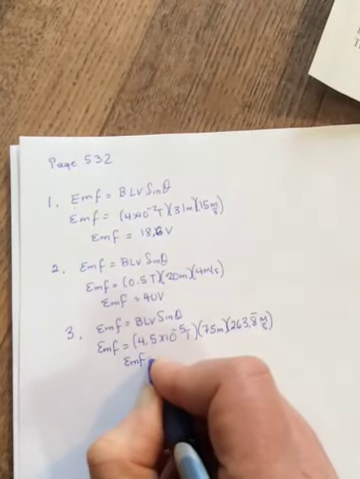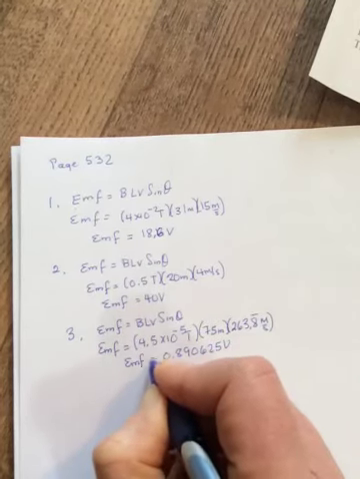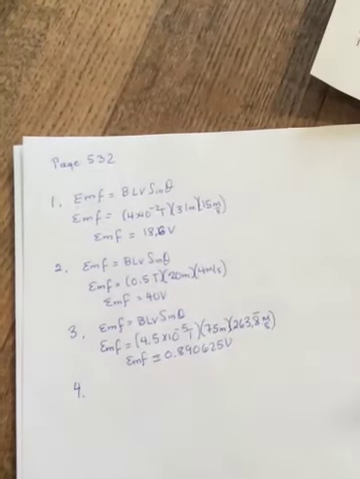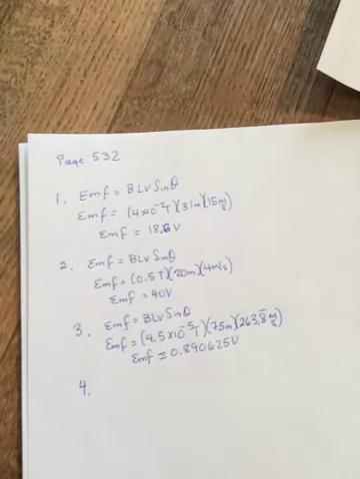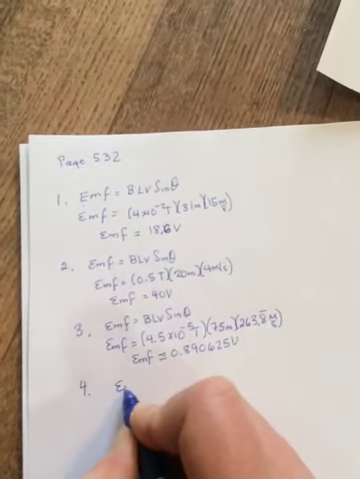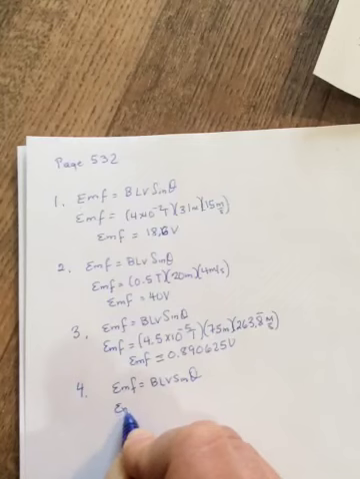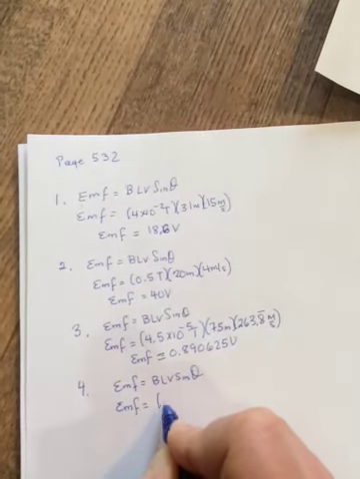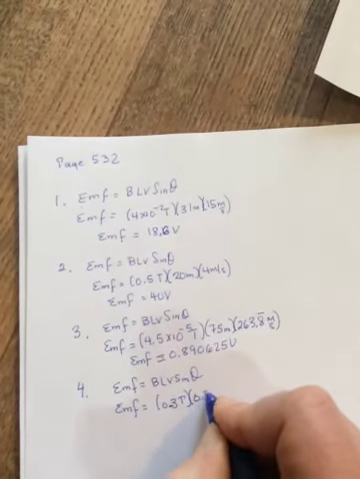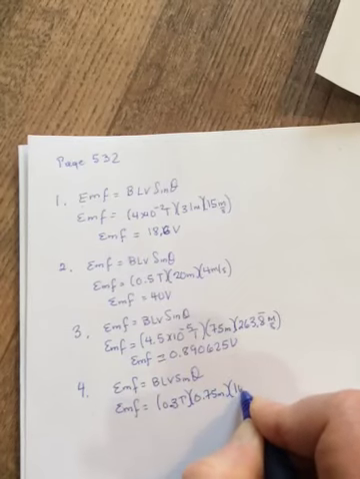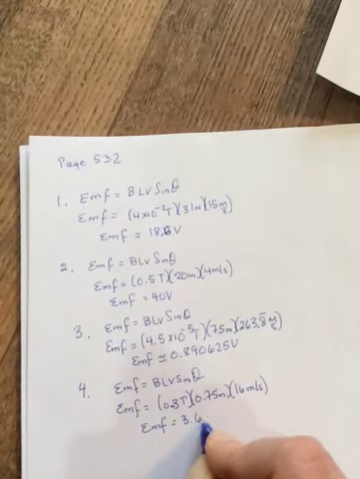And when you multiply these out, you get 0.890625 volts. Number 4. A straight wire, 0.75 meters long, moves straight upward through a horizontal 0.3 Tesla field at a speed of 16 meters per second. So again, EMF is equal to BLV sine theta. It's a 0.3 Tesla magnetic field, 0.75 meters long, moving 16 meters per second, and again, it's perpendicular. And you get 3.6 volts.